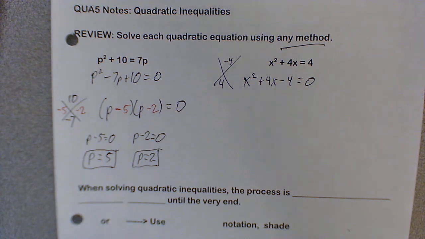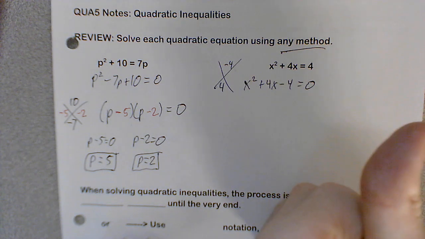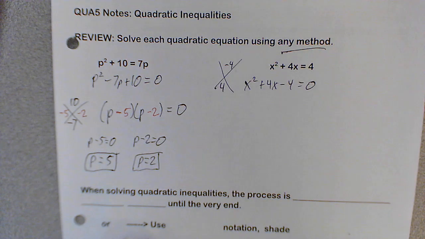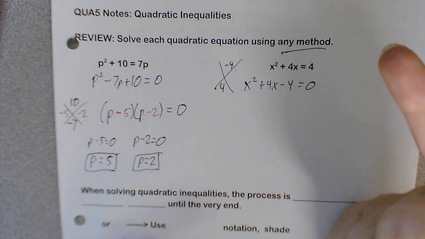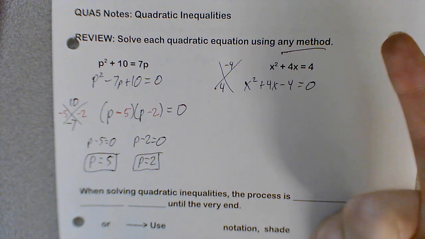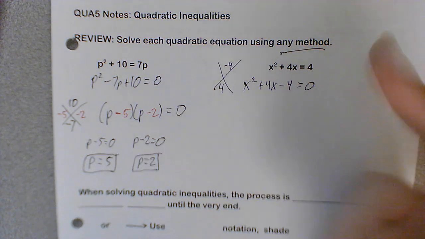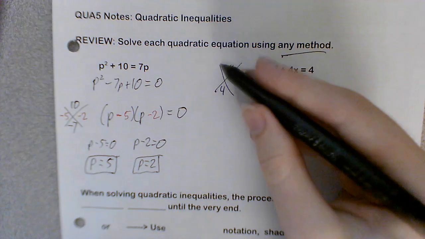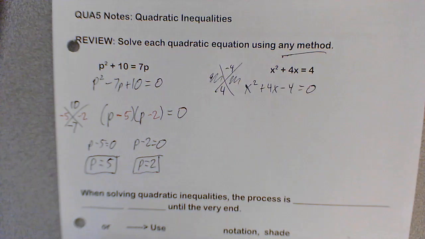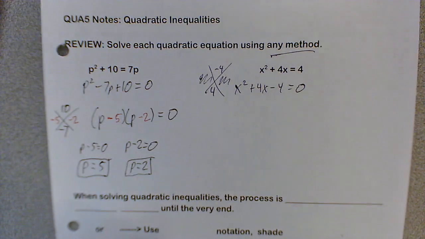The numbers that multiply together to give me negative 4 are negative 4 times 1, which add together to give me negative 3. Negative 1 and positive 4, which add together to give positive 3. And then negative 2 and positive 2, which gives 0. So there is no way to factor this left side. So instead we're going to use either quadratic formula or completing the square.